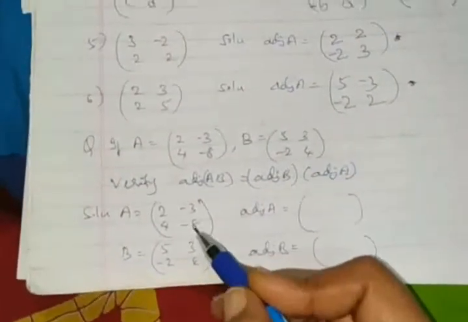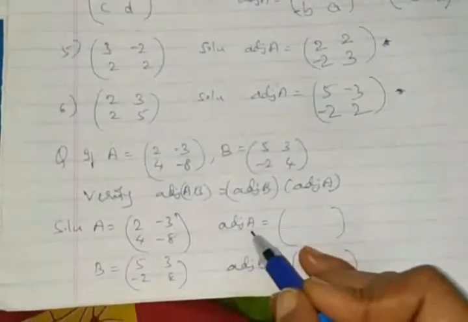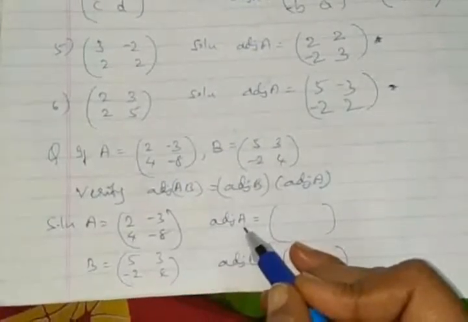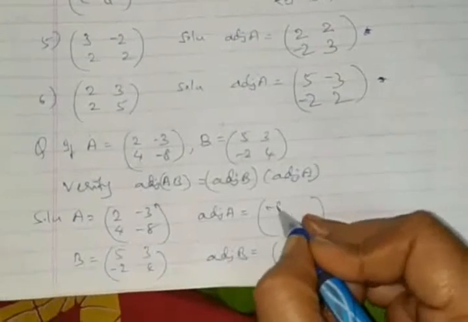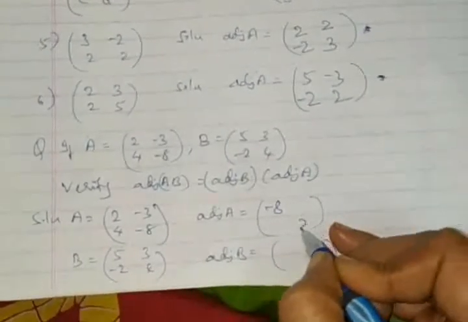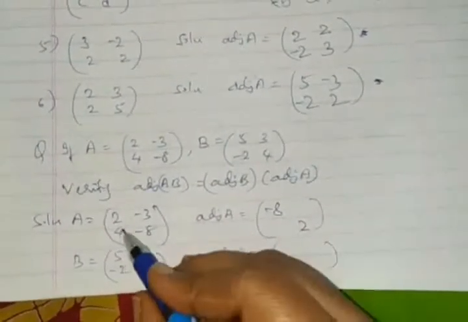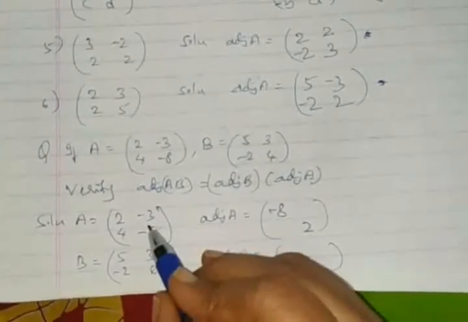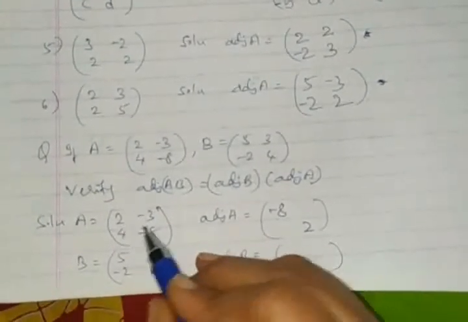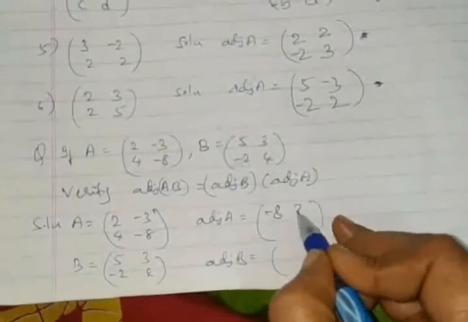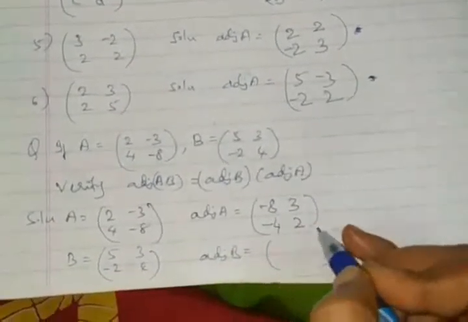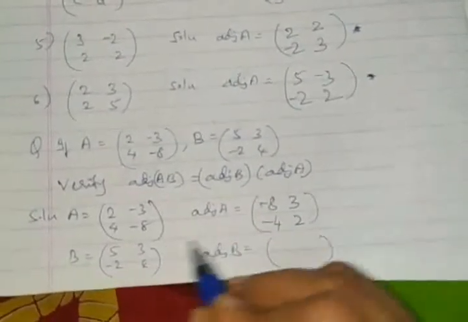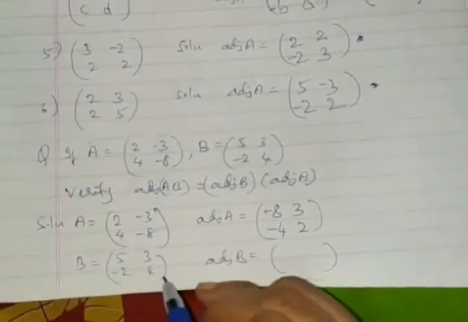So how to prove this one? A is a matrix given. Let's find out the adjoint of A. How to find the adjoint of A? Both diagonal elements reverse. Minus 8, this is 2. These two elements stay as they are, only the sign has to be changed. Minus 3 there, plus 3. Plus 4 there, sign change, minus 4. This itself is the adjoint.